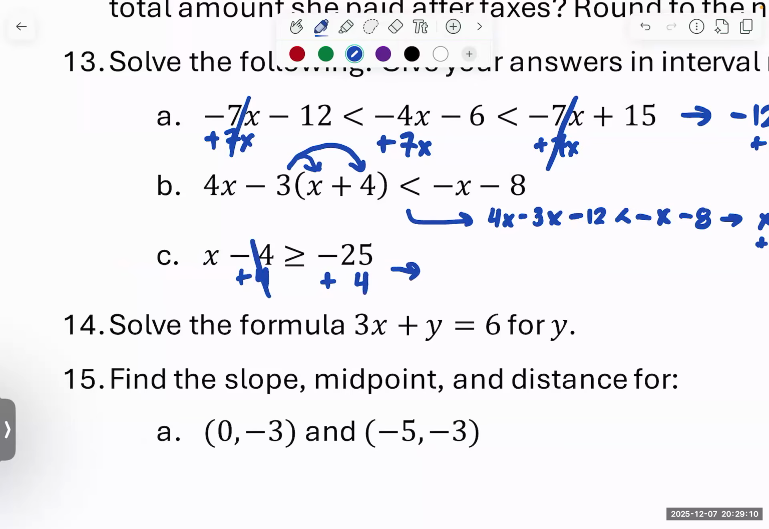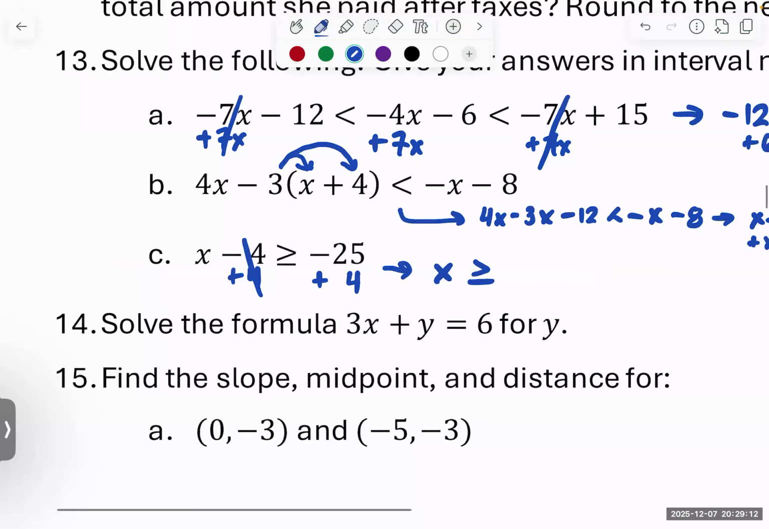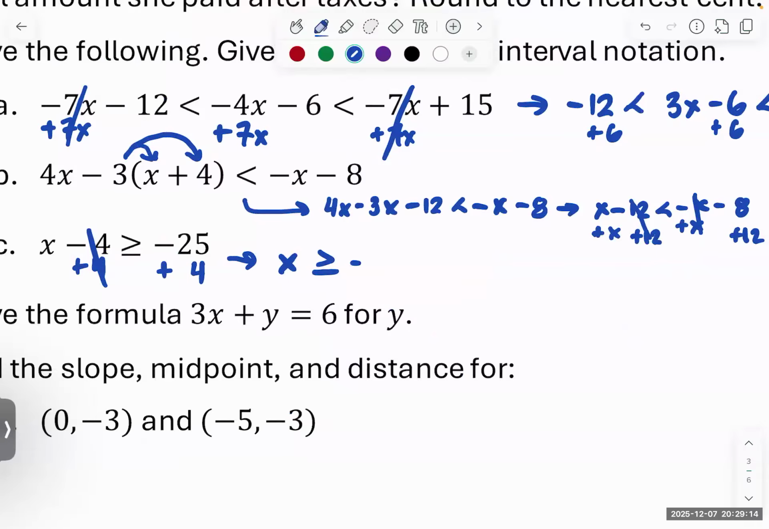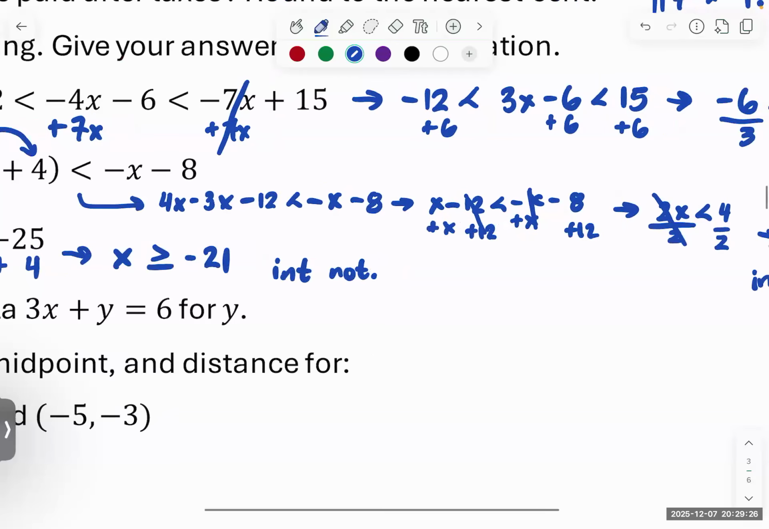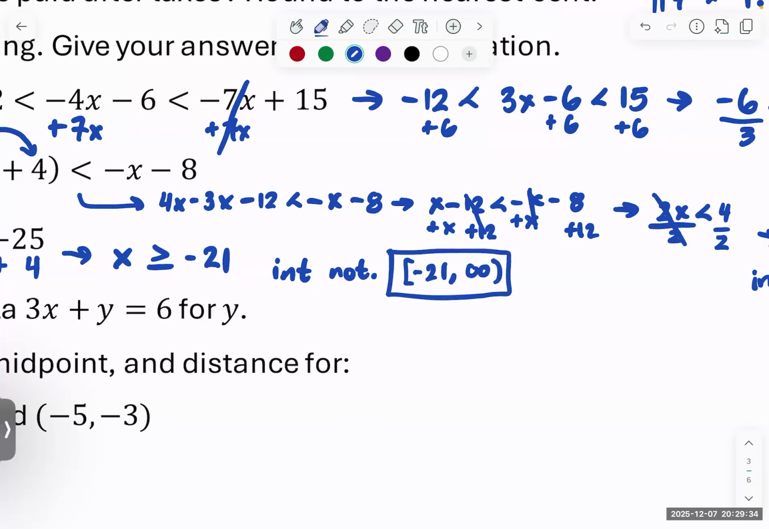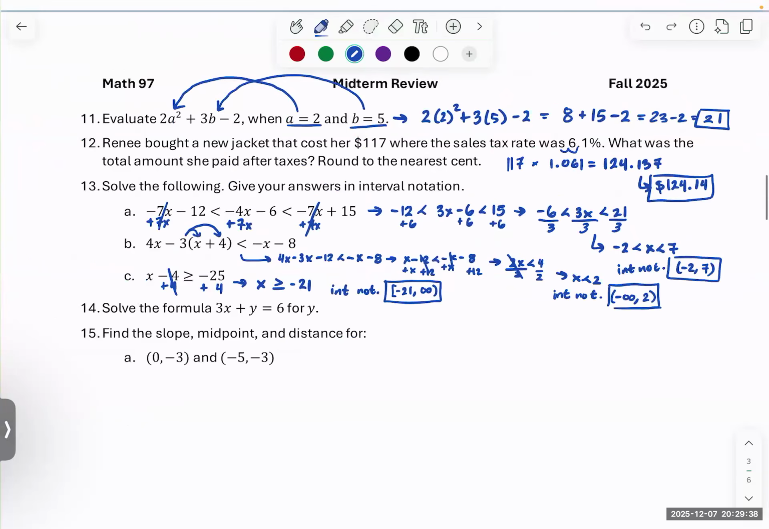And you get x is greater than or equal to negative 21, which in interval notation is, so this is all numbers that are bigger than negative 21. So we have negative 21. It has to be in bracket to infinity because it's less than or equal to.